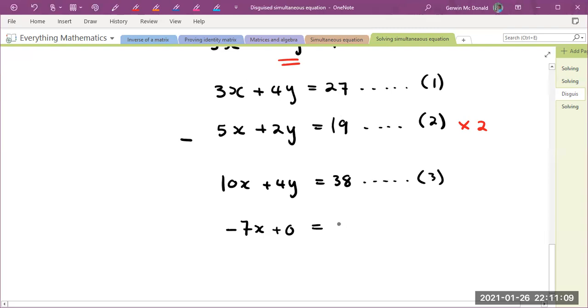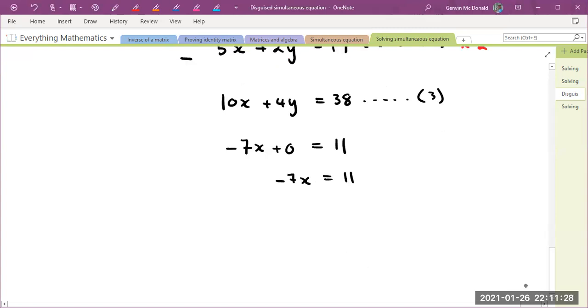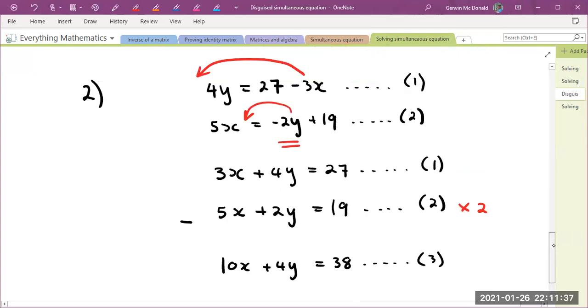What's happening? I'm getting a lot of wrong values today. I bet you I write the wrong number again, more than likely. So yes, I got 11 here. So then that means 7x is equal to 11. These are not the best values to work with. When you get values like this, then you think, let me see. I have 4y is equal to 27 minus 3x.